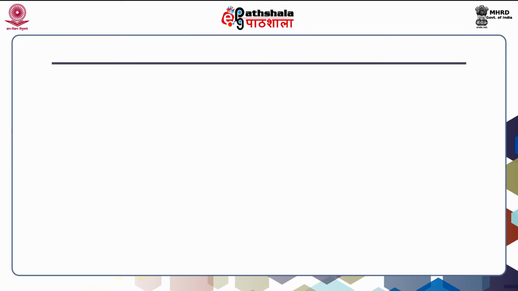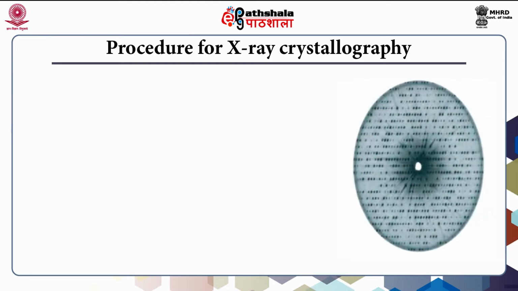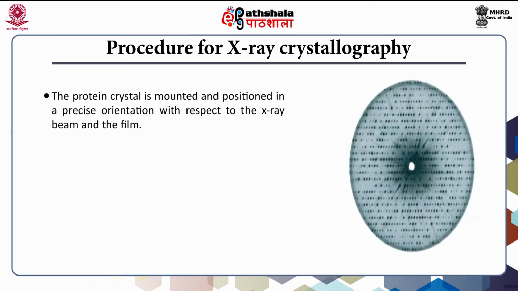From the previous slides, we already understood the general procedure of X-ray crystallography. Let us see what the procedure is. The first thing is the protein crystal. The protein crystal is mounted and positioned in a precise orientation with respect to the X-ray beam and the film. That means the X-ray beam is coming from one side, the crystal should be at the center, and the detector is after the crystal. The crystal should be oriented in such a way that the X-ray hits the crystal and the diffracted beam goes to the film. So, it should be at the center.